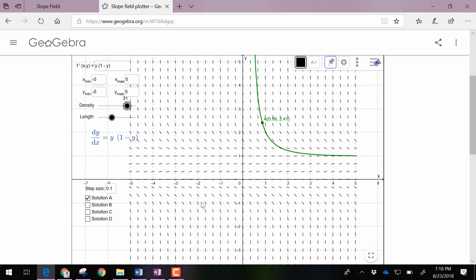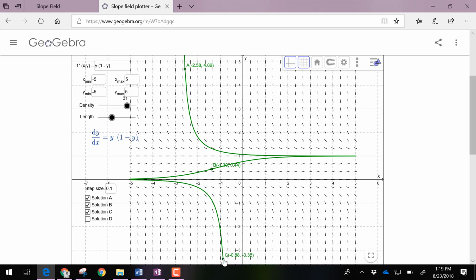So we see an example of one function over there. Let's throw another solution. Here's another solution, right? If I stay between the two critical points, 0 and 1, then my graph is always going to be between 0 and 1. If I stay above 1, then my graph is always going to be above 1. And if I throw another one out there, that's down here. So I have three possible solutions for this differential equation.